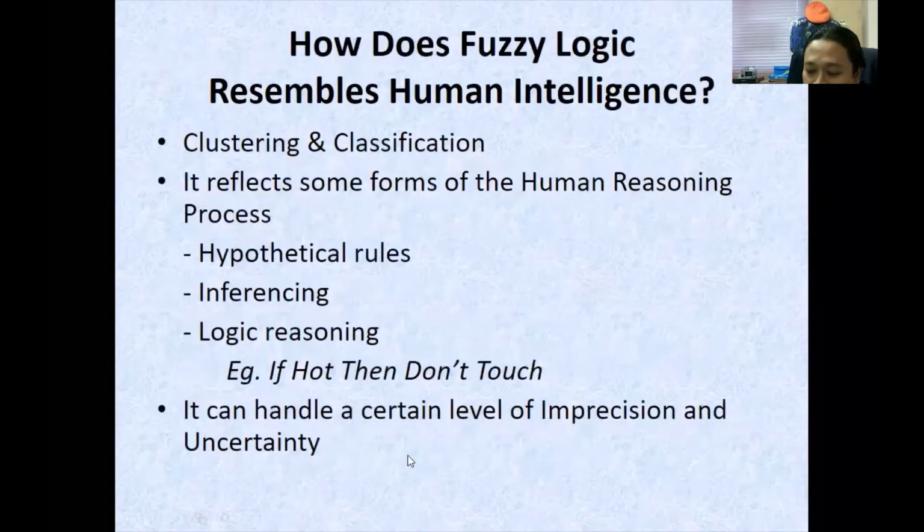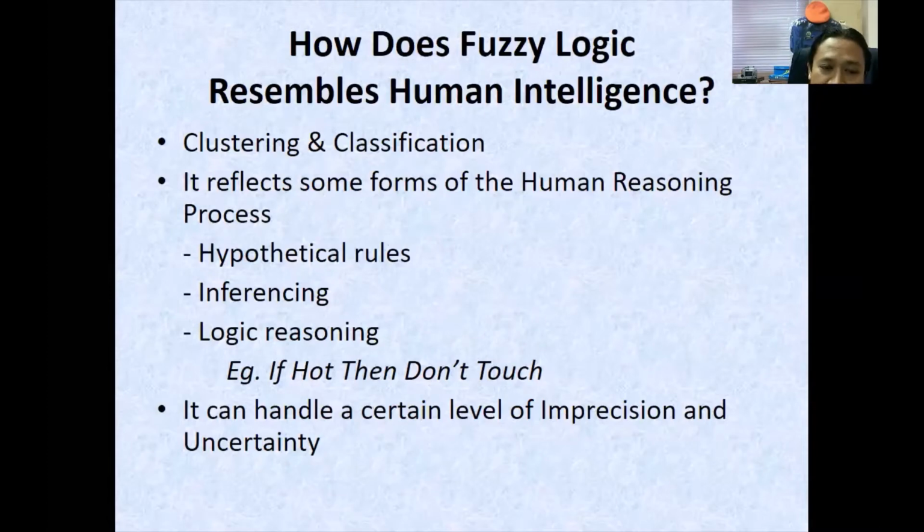Alright. So how does fuzzy logic resemble human intelligence? How does fuzzy logic imitate human intelligence? From the clustering classifications, it reflects some form of the human reasoning process. For example, hypothetical rules, inferencing and logic reasoning. So normally we use this one: if hot, then don't touch.